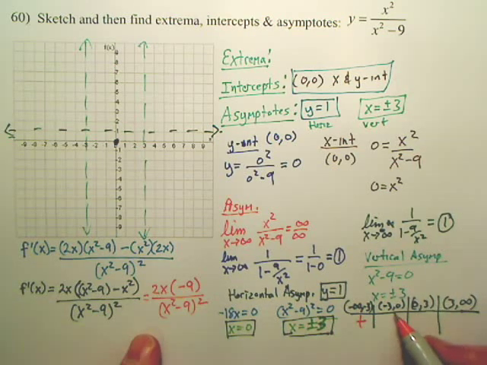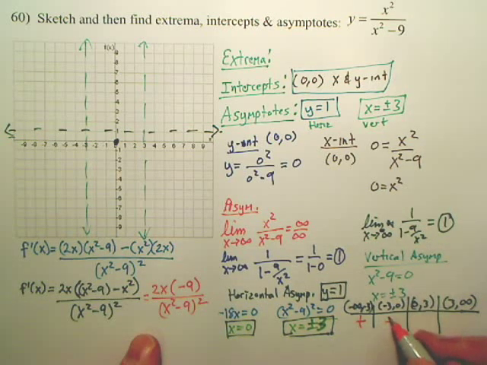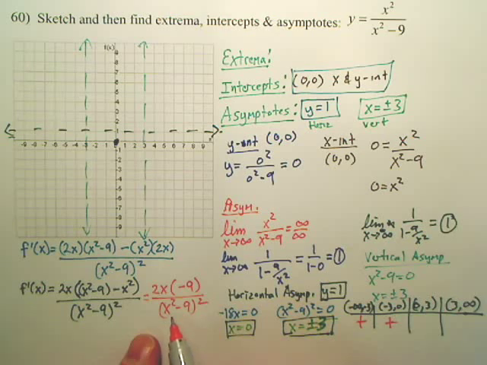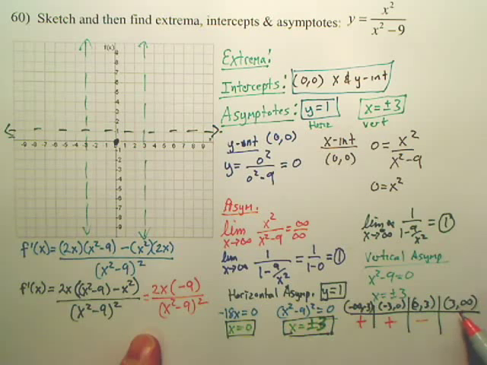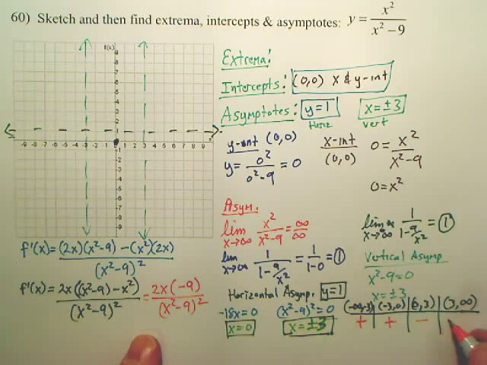If I plug in, say, negative 1, is that in that interval? If I plug in negative 1, I'll get a positive on top and a positive on bottom, so isn't this also positive? If I go here, plug in 1, does that give me a negative over a positive? If I plug in 4, does that give me a negative over a positive? So won't this right here be a critical number?